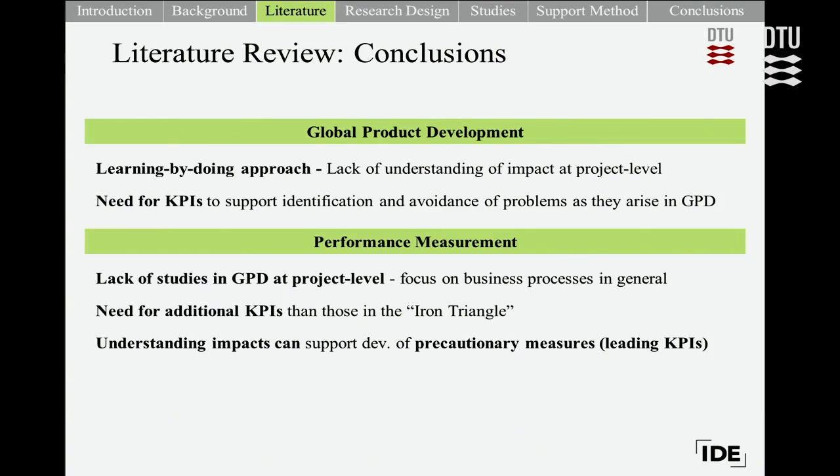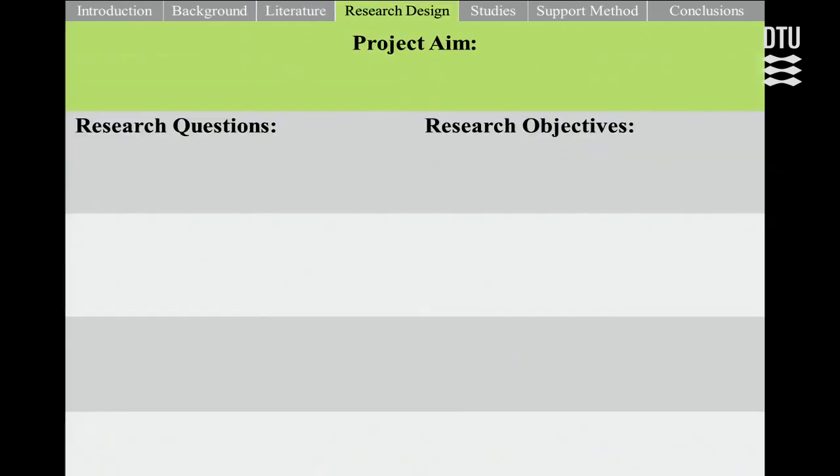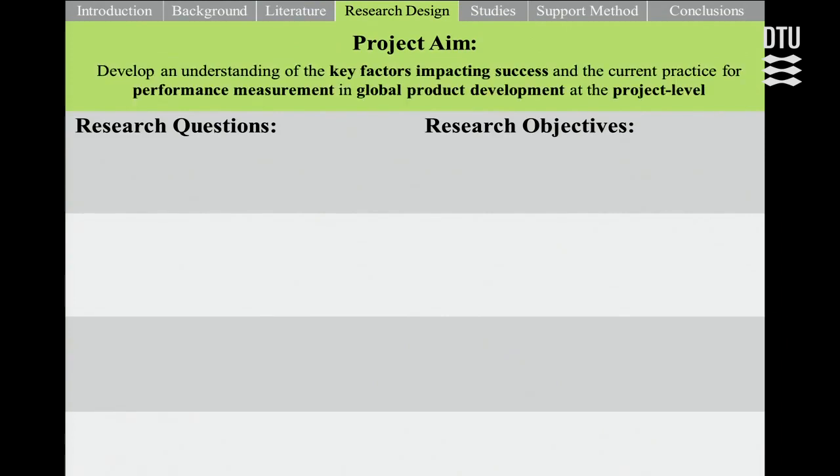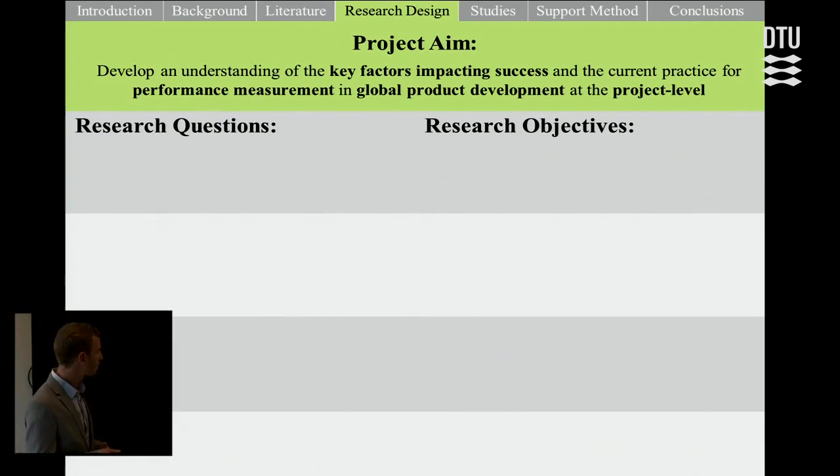And there's a need for additional KPIs that monitor these factors impacting success along the process, rather than simply those that go by the iron triangle. Also, understanding the impacts can support the development of these precautionary measures and hence lead to leading KPIs. So this brings us back to the main project aim, which was to develop this understanding of the key factors and also the current practice of performance measurement in GPD projects.